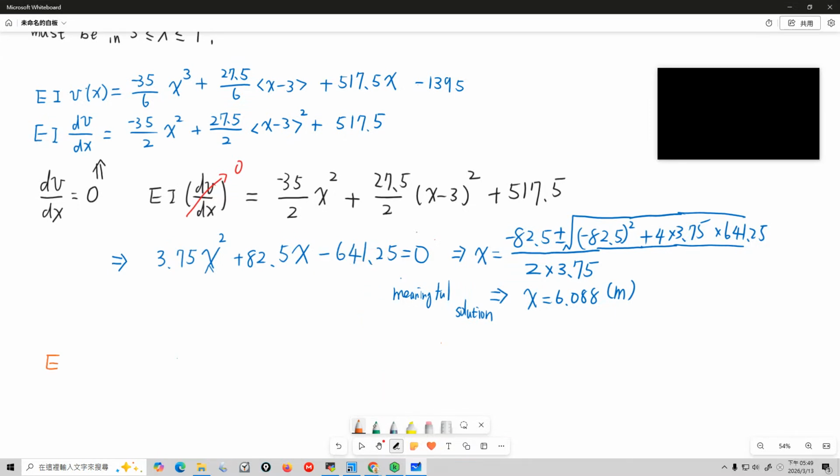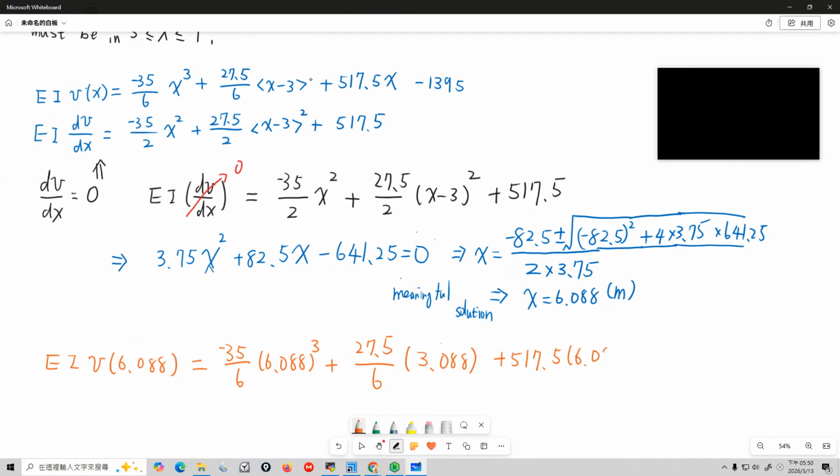So we'll have EI v of 6.088. Replace x by 6.088. The first term is minus 35 over 6, times 6.088 to the power 3, plus 627.5. Here 6.088 minus 3 equals 3.088. It's greater than 0, so I keep it, and its power is 1. Plus 11517.5 times 6.088, and minus 1395.